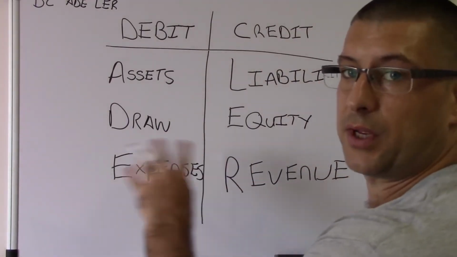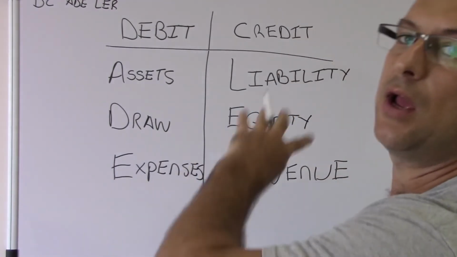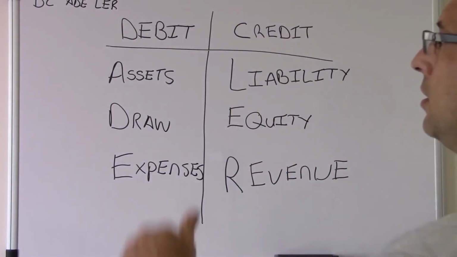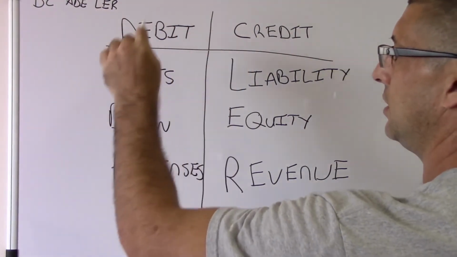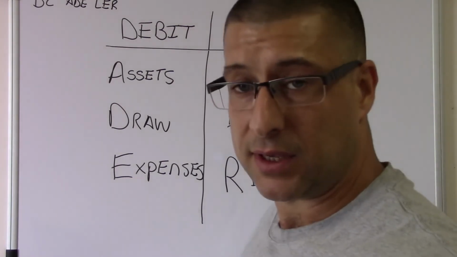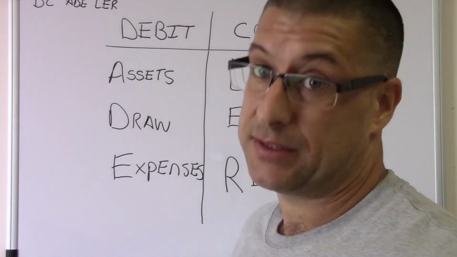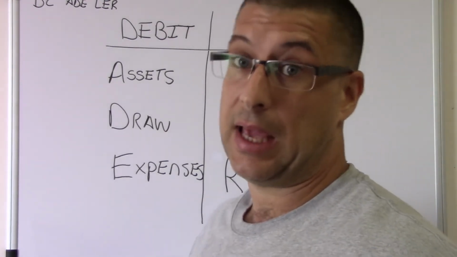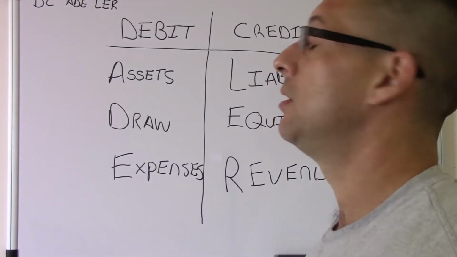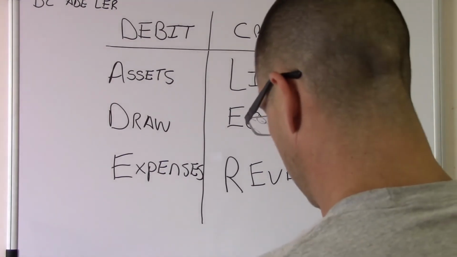Now this is all you'll ever need, and it totally works. This is day one stuff. You're just going to have to go with the flow for a while when you're first starting out, okay? But DC AID LR. I have an accounting degree from Florida Atlantic University. The state of Florida gave me a CPA license, and I still use this, although it's in my head now.